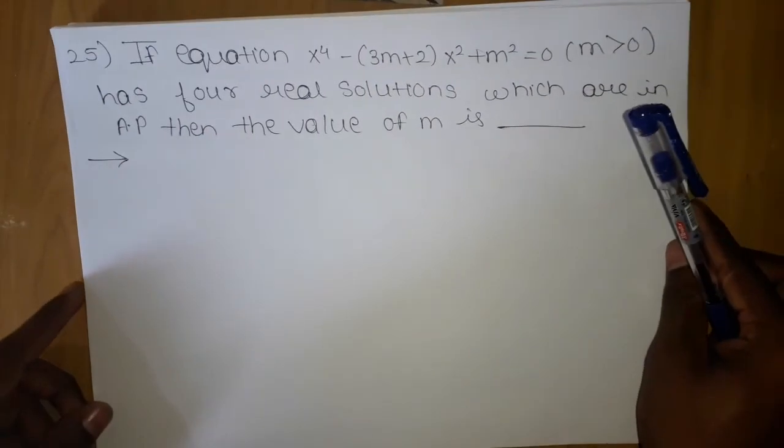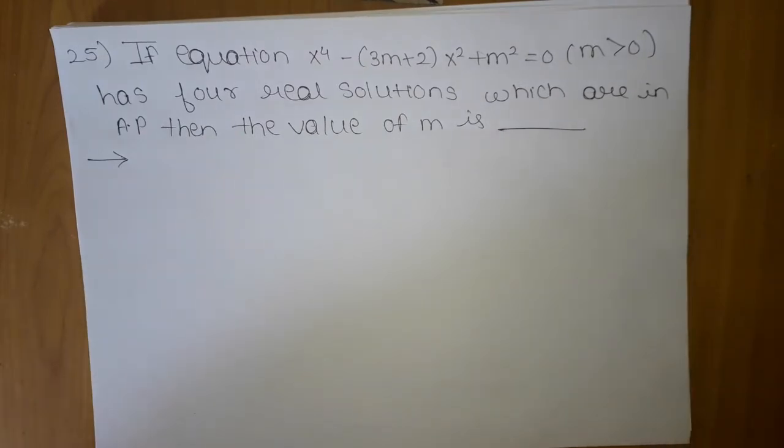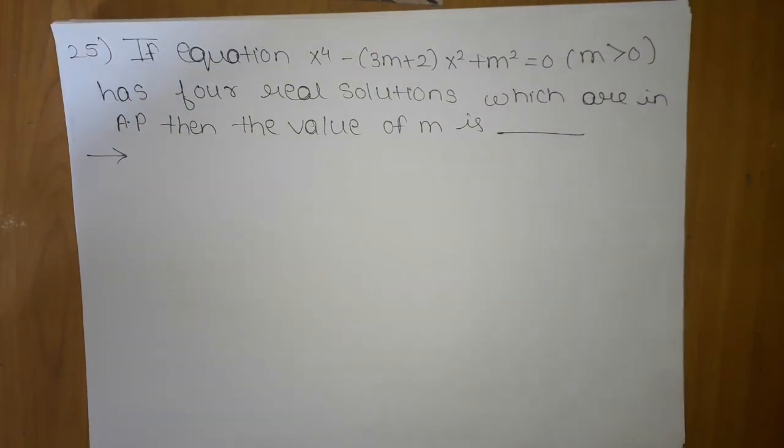I will take the next problem, which is as follows. If the equation x raised to 4 minus (3m plus 2)x square plus m square equals 0, where m is greater than 0, has 4 real solutions which are in AP. Now we have done so many problems, and till now you should have an idea that when it talks about roots being in AP and gives a quadratic equation, you should take a minus 3d, a minus d, a plus d, a plus 3d and so on.